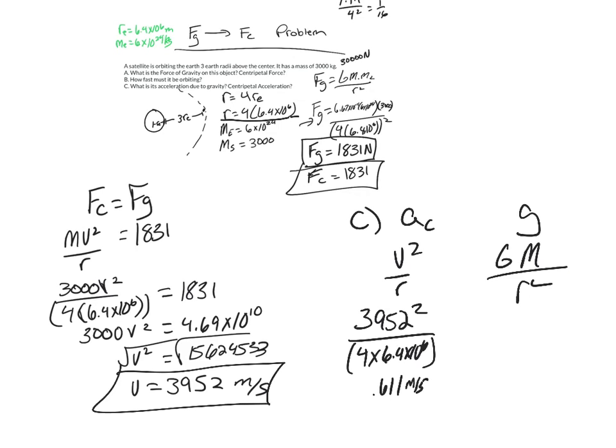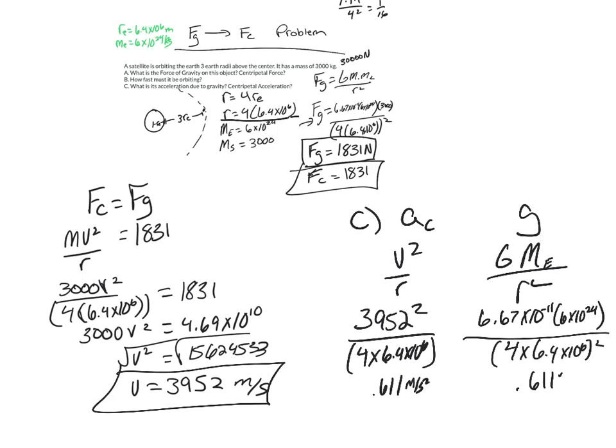meters per second squared. And if I do it with this one, we'd get 6.67 times 10 to the negative 11th times the mass of the Earth, 6 times 10 to the 24th, divided by, again, that R, 4 times 6.4 times 10 to the 6th, but I would have to square the whole thing. And if I do that, I get, guess what, 0.611 meters per second squared, because again, these two should be equal to each other, and so you should see that both of them equate to the same thing.